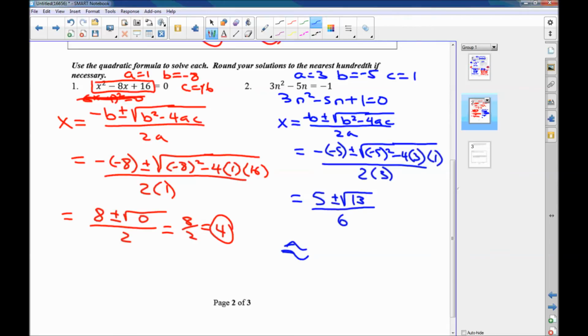All right, so 5 plus root 13. That gives me about 8.6, and then I divide that answer by 6, which will make about 1.43. Or I do 5 minus root 13, which is about 1.39, and then I divide that answer by 6, and that gives me 0.23. So those are my two answers that make this equation work. Okay, both of them are rounded to the nearest hundredth.